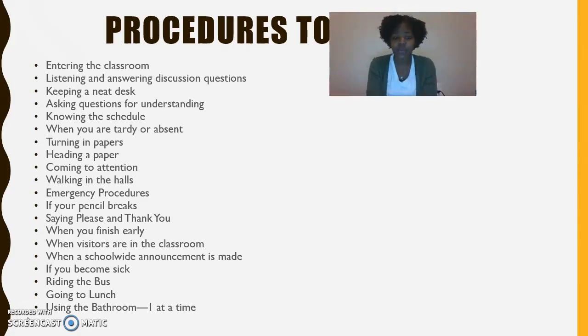Knowing the schedule. When you're out, when you're tardy or absent, they need to know what they're doing. If they come in late, they need to know what they do if they miss the day. Where they're turning in the papers. Their heading on their paper. I know for me it would be name, date, class period. Those are important. First and last names. Attention. Walking in the hallways. That's a big one. They need to know how to walk in the hallways. Most of the time hallways are silent hallways because of other classes. So they need to know this procedure: no talking in the hallway.